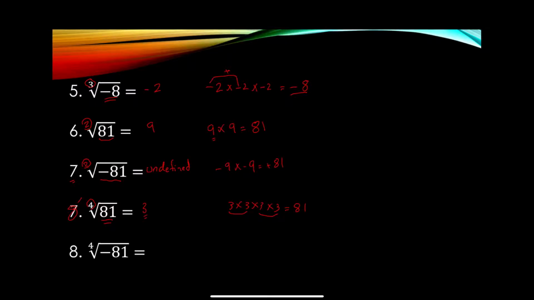And for question number 8, the fourth root of negative 81. Now ask yourself, what's the number if we multiply by itself 4 times, the answer is negative 81? Now there is no way to be 3. What about negative 3? Negative and negative will give us positive. Negative and negative will give us positive. The answer is positive 81. So this one again is undefined.